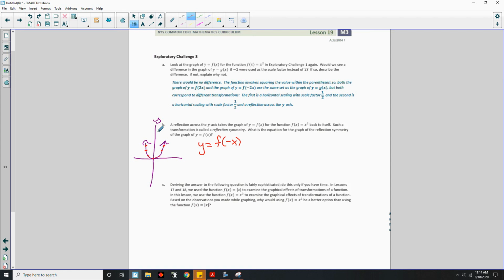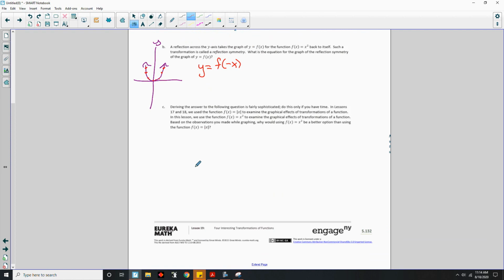Part C says, deriving the answer to the following question is fairly sophisticated. Do this only if you have time. In lessons 17 and 18, we used a function f of x equals the absolute value of x to examine the graphical effects of the transformations of a function. In this lesson, we used the function f of x equals x squared to examine the graphical effects of a transformation of a function. Based on the observations you made while graphing, why would using f of x equals x squared be a better option than using the function f of x equals the absolute value of x?